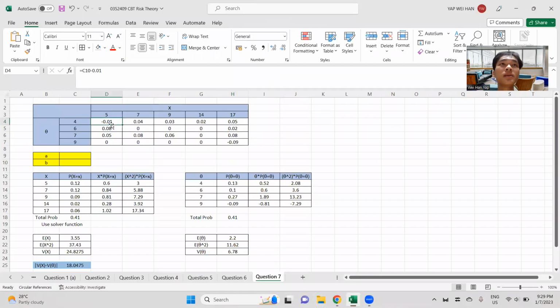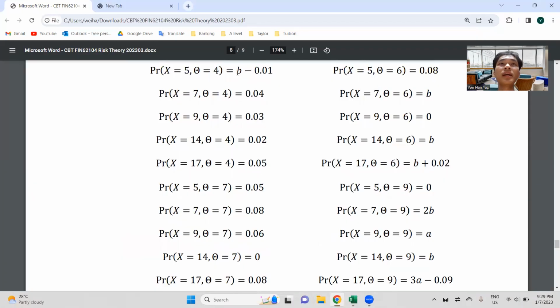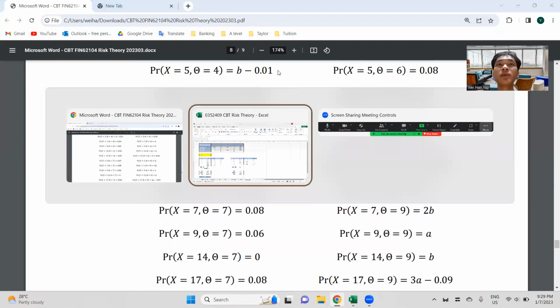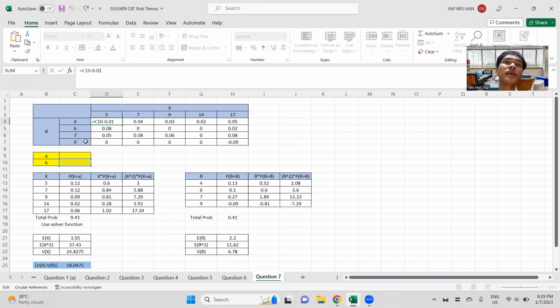What I do is create a marginal table. This one is for x, and the side is for theta. I just insert the probability. Let's say when x equals 5, theta equals 4, your probability will be b minus 0.01. So how do I insert b? Look at my formula. I use C10. C10 corresponds to the b value, minus 0.01.